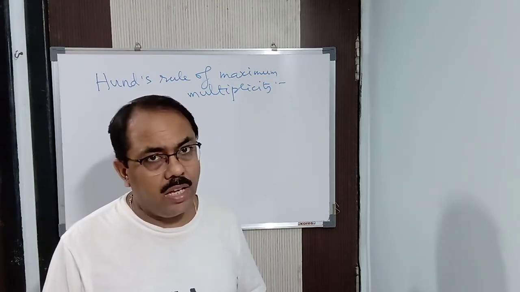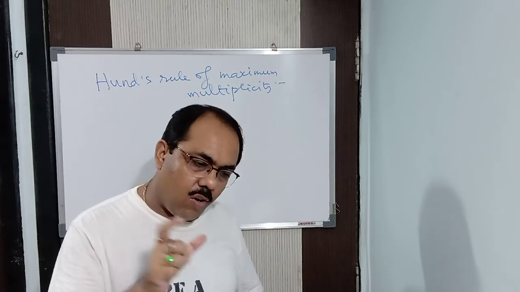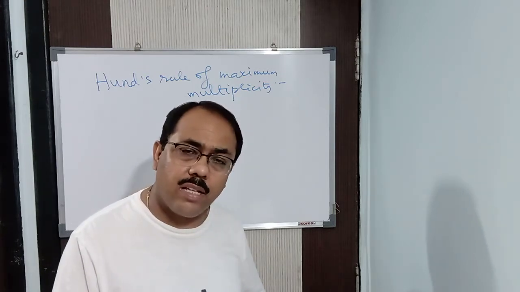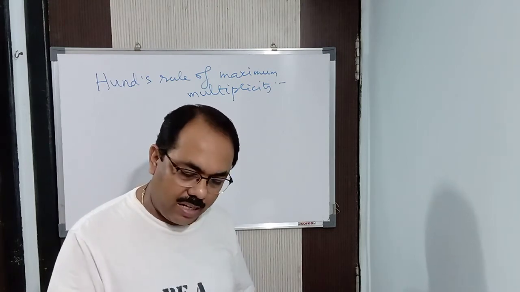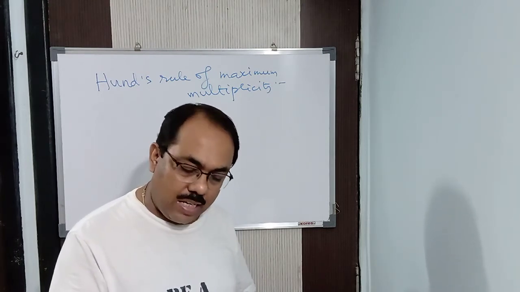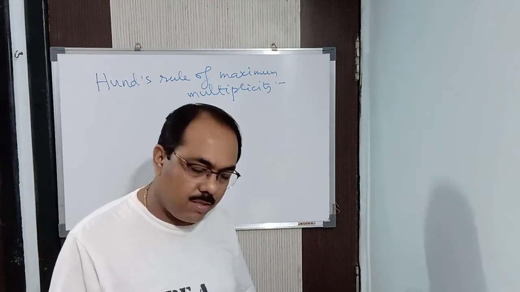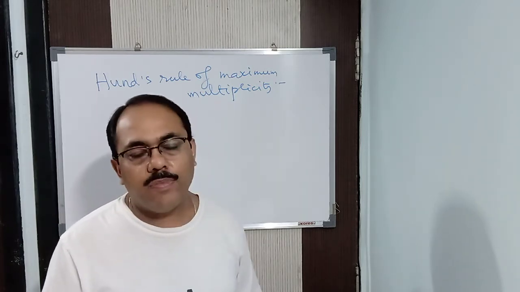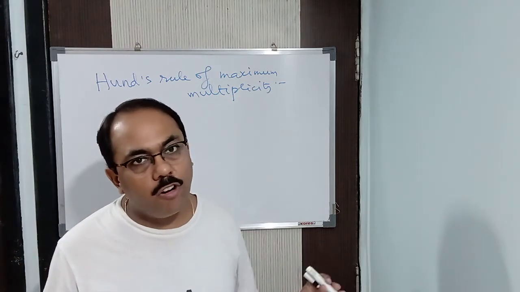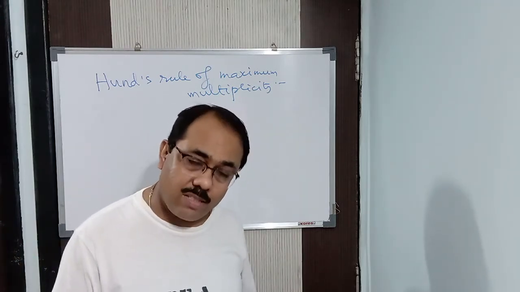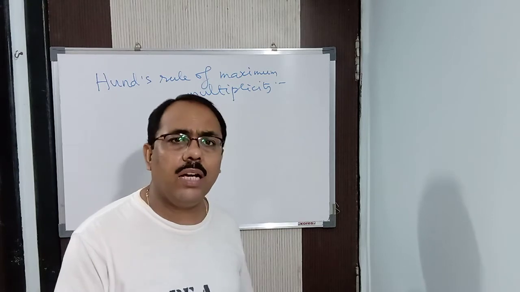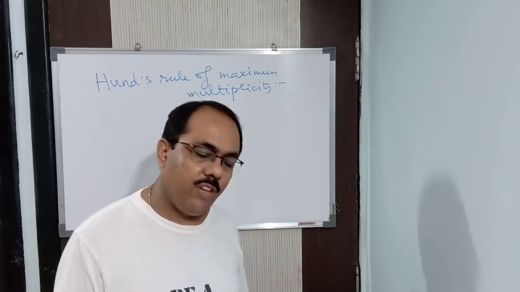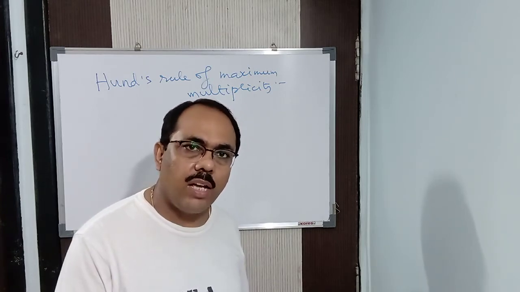When you are filling up the d and f subshell, first all the orbitals have to be singly occupied. How many orbitals are there in d? 5 orbitals, isn't it? dxy, dyz, dxz, dx2-y2 and dz2. 5 orbitals are there. Alright, maximum 10 electrons means 5 orbitals. Now, similarly, the f subshell has a maximum of 14 electrons. In how many orbitals? Half of that, 7. Because each orbital can accommodate maximum 2. Hence, 14 electrons means 7 orbitals.